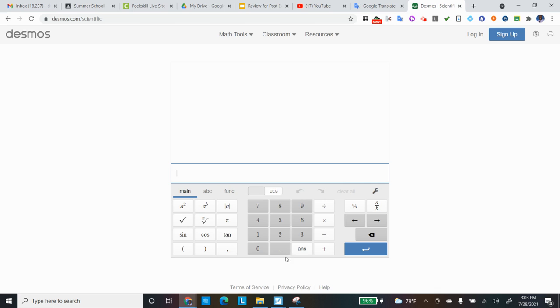And I'm going to change 3/5. Let me go back a second. Let me delete that. Get my fraction button. 3/5. That's my first fraction. And I'm going to change it to a decimal. And the decimal is 0.6.